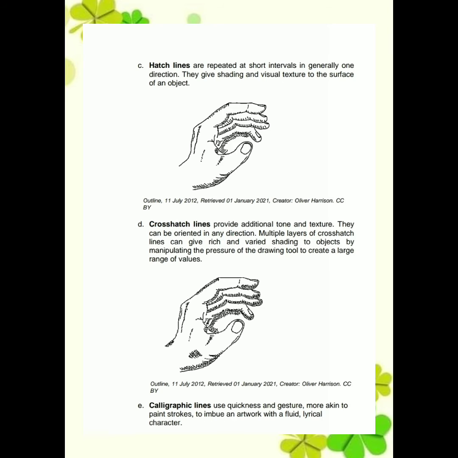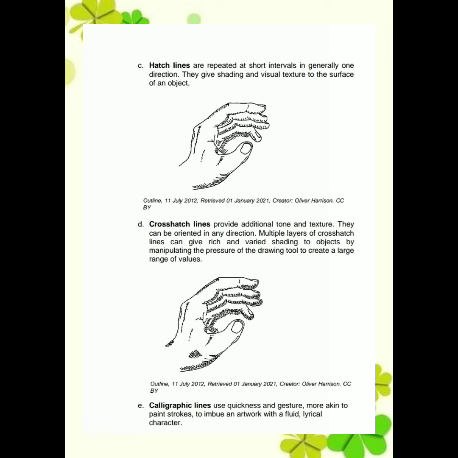So first, hatch lines are repeated at short intervals in generally one direction. They give shading and visual texture to the surface of an object. Hatching lines are several lines drawn close together to create areas of shadow in a drawing. They are most used when producing drawings to be etched onto metal printing plates. So, ang hatching lines daw ay mga linya-linyang pinagdidikit-dikit, pinagtatagpi-tagpi upang makabuo ng guhit. Ang halimbawa nito ay kapag bumuo ng guhit na nakaukit sa mga metal na plato.